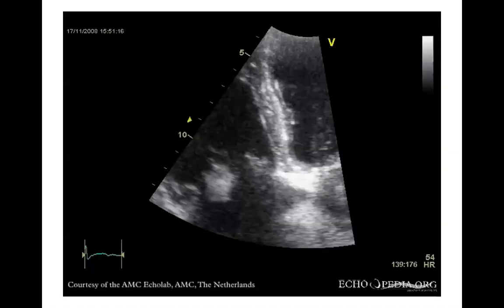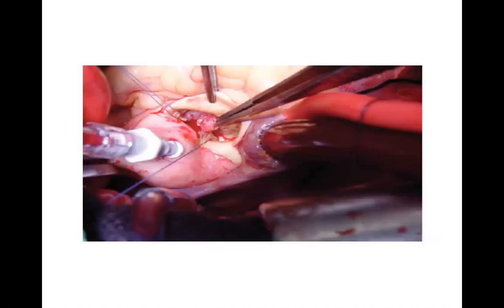So this is an echo which showed fibroelastoma, but this one is in the tricuspid valve. And this is another fibroelastoma, but in the aortic valve. When it's in the aortic valve, the most common approach is like you're doing an aortic valve replacement. You do an aortotomy, you look at the mass, you shave it and resect it and try to maintain the valve integrity. But sometimes if you damage the valve, you have to do an aortic valve replacement.